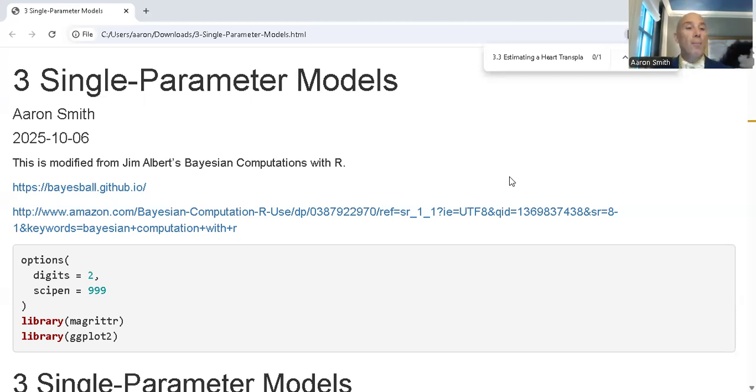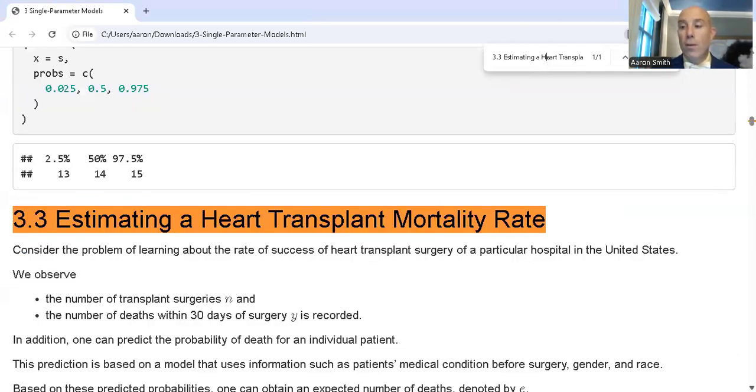Okay, so the examples that we're going to go through are from Jim Albert's Bayesian Computation with R. Baseball is his website, and here is his page on Amazon to be able to buy the book. I haven't met the guy, but I'm a fan of his work. All right, so let's get down to it.